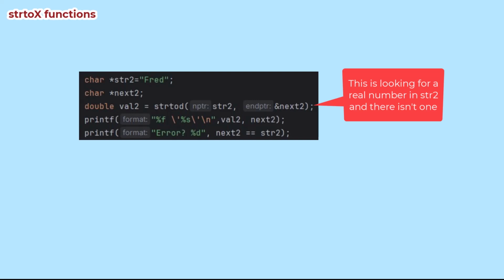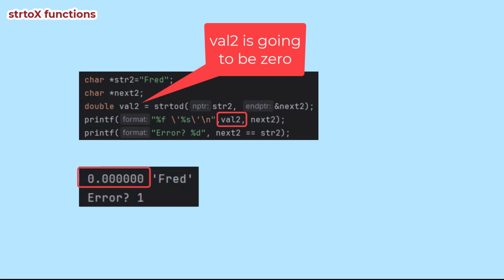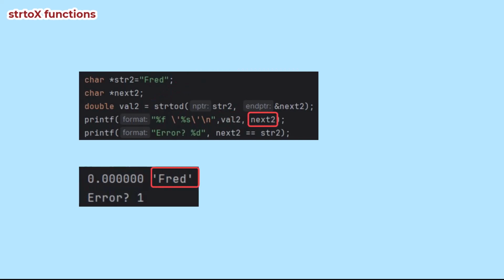So let's look at this example. My string doesn't start with a double, so strtod returns 0. See, val2 is 0. In addition, look what happens when I print out the string that next2 points to. It contains Fred. In fact, when I compare next2 to str2, they are equal, and I know that there's been an error. So I agree with Clang Tidy. The strtox functions do let us know if an error has happened.